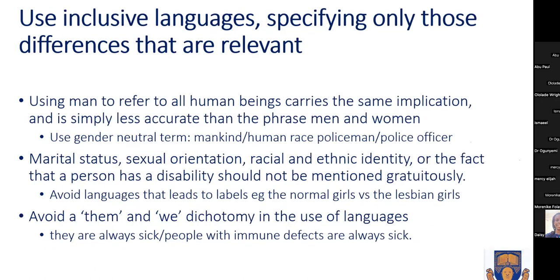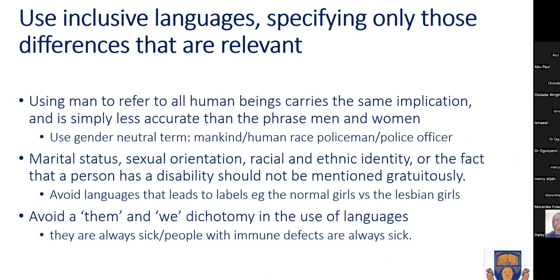So let's start to look at what we mean about value-laden words. Using man to refer to human beings carries an implication when we're in a world that is looking at the difference between man and woman. So use gender-neutral words. You don't say mankind, say human race. You don't say policeman, say police officer. Are we together? Use words that are not value-laden, because we are in a world where there's gender sensitivity.